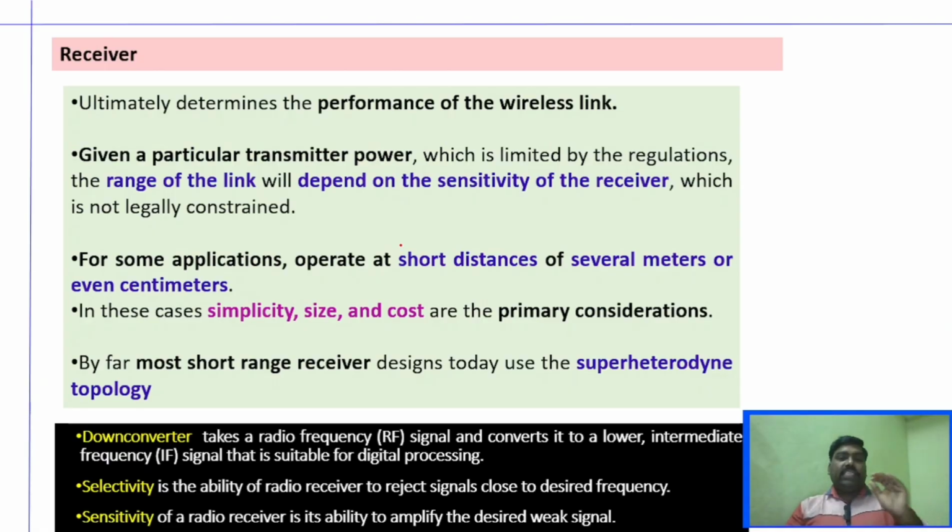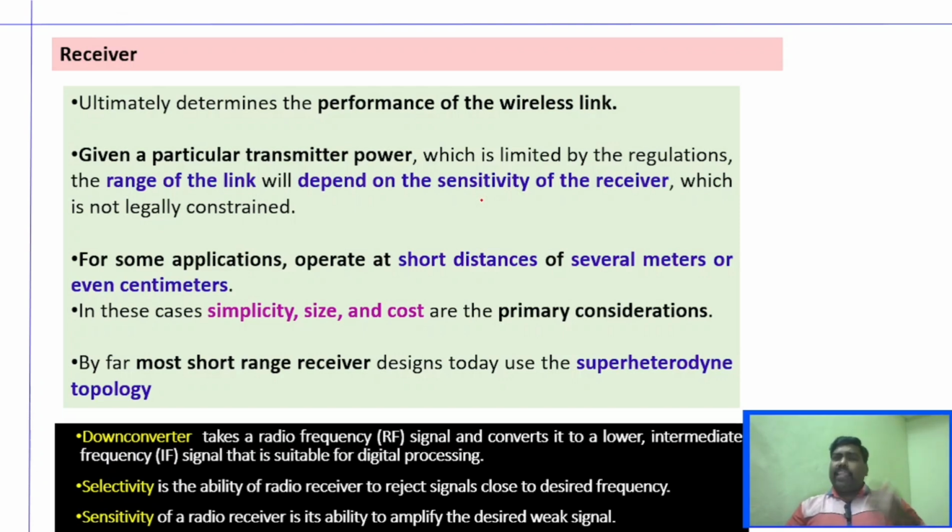And receivers play a very vital role in determining the performance of wireless links, right? And a very important concept in receivers is down conversion, because only after down conversion can we process that particular signal, and from that signal we can detect the original signal which was transmitted, right? And in most short range receivers, we will use the super heterodyne receiver, but apart from the super heterodyne receiver, there are a lot of other receivers like TRF receiver, ASH receiver, right?